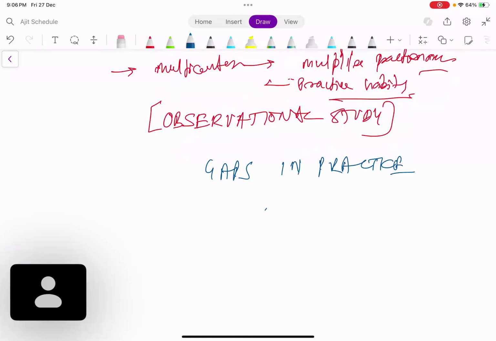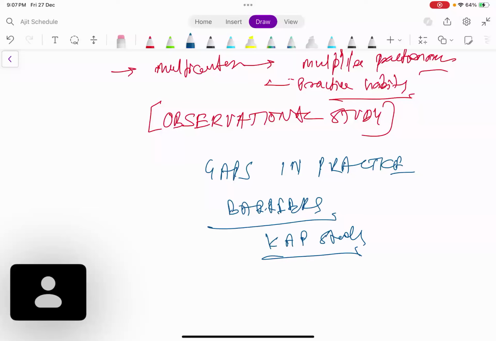Then we will find out the barriers. What are the barriers for different doctors or practitioners, why are they not following, and whether they are aware of the guidelines or not. So here we can conduct a KAP study also along with that. This is a kind of KAP survey, a KAP observational study.